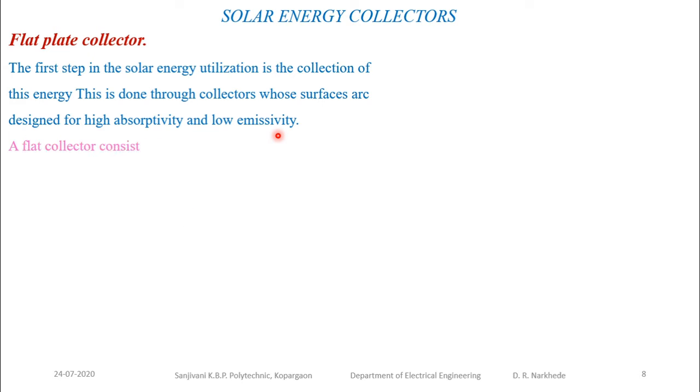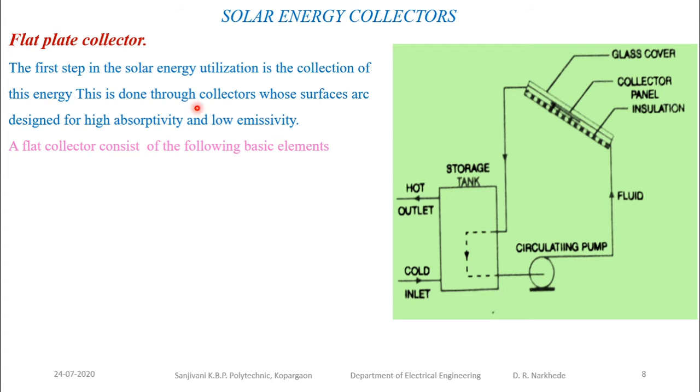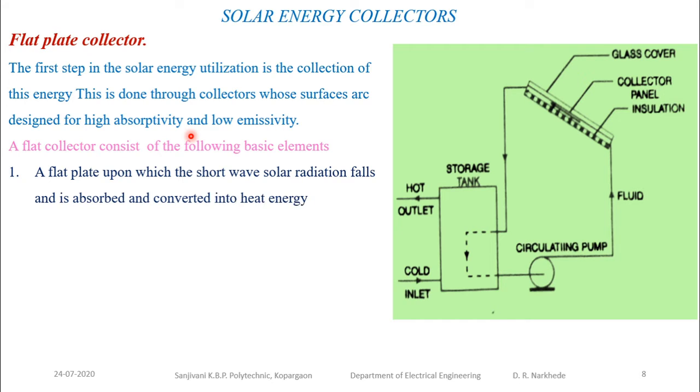Now, a flat plate collector consists of some basic elements. If you look over here, this is the flat plate collector type system. It consists of a flat plate upon which the short wave solar radiation falls and is absorbed and converted into heat energy. So this is the flat plate on which the solar radiation will fall, and it has a very high absorption rate. It will absorb the radiation and convert it into heat energy.